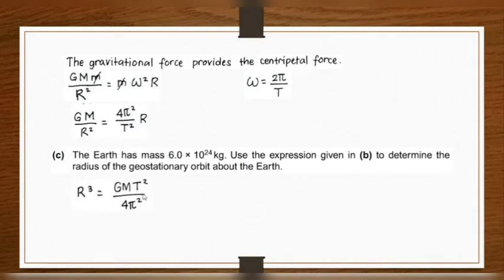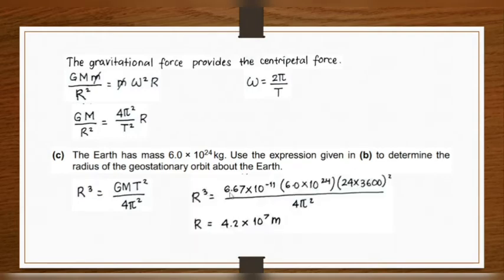Yeah, it is used in the next question. We want to use the expression to find the radius of the geostationary orbit about the Earth given the mass of the Earth. So here we can calculate r using that equation. G is 6.67 times 10 to the minus 11. Mass of the Earth is given. The period is 24 hours multiplied by 3,600 to become in SI, in seconds, divided by 4 pi squared. So the radius of the geostationary orbit about the Earth is 4.2 times 10 to the 7 meters.